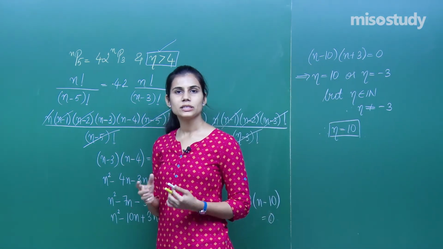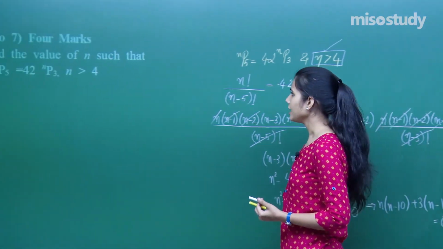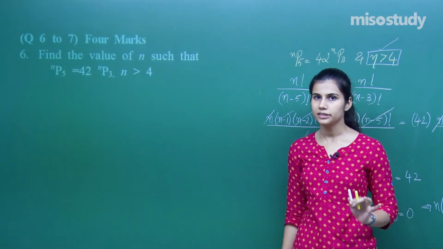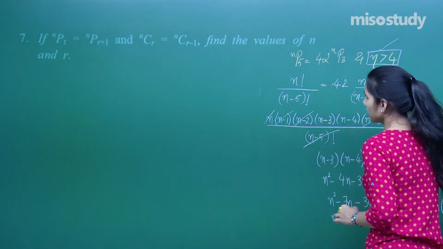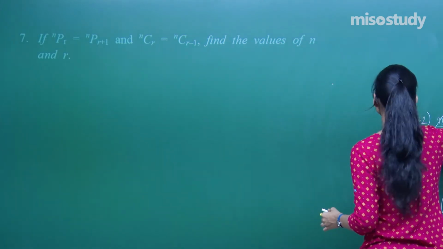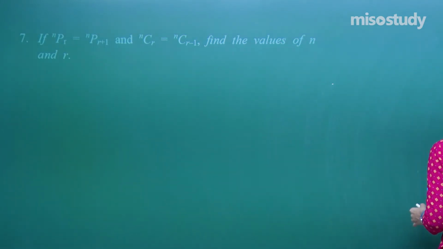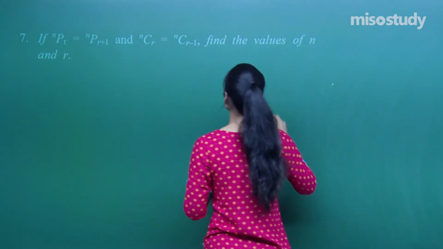That is how, by using the properties of permutations, you compute the value of n, and you can see 10 is definitely greater than 4. If nPr is the same as nP(r plus 1) and nCr is the same as nC(r minus 1), find the value of n and r. Let's begin. Here both permutation and combination concepts are going to be used.